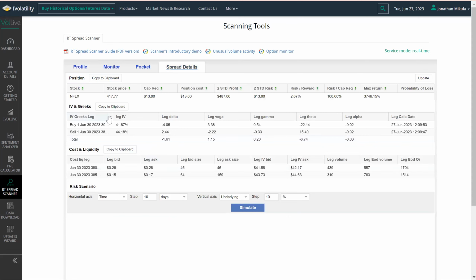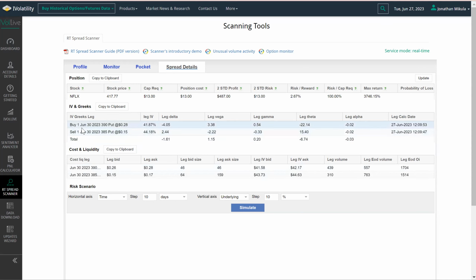Okay, click here. Again, this gives us all the different Greeks, all the different specs for each leg of the trade. So we have our delta, vega, gamma, theta, alpha, and then when the calculation is being done, which is today in real time. And then we have the same for the short put, where we're selling and generating the premium. So here we're selling and generating 15 cents, so $15 a contract. Here we're buying for $28 a contract. So our net out of pocket is $13. That's where that number came from.